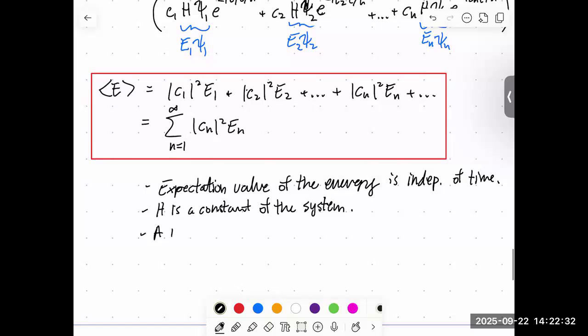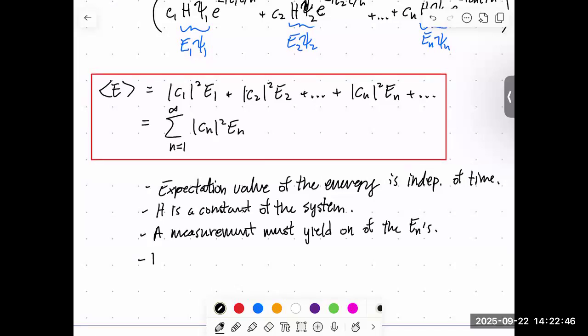So a measurement must yield one of the En, and the probability of getting En is given by the absolute square of that coefficient.